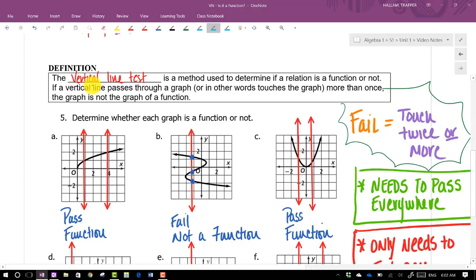We're going to have a procedure or a test for all functions, not even ones that are discrete, and we'll talk about that next video, right? Discrete meaning points, but now we're going to talk about functions that include every point, okay? And we're going to call that the vertical line test.